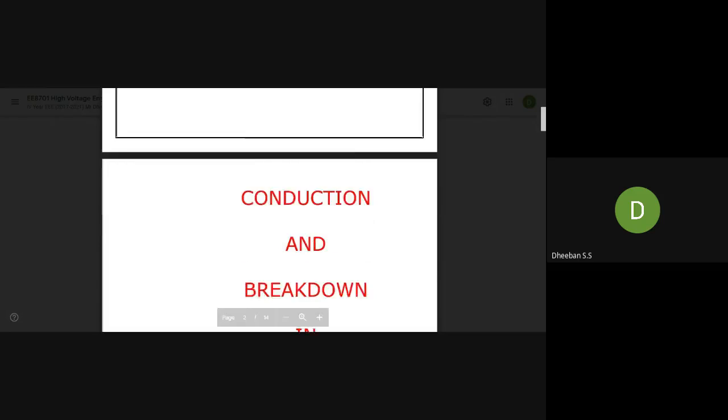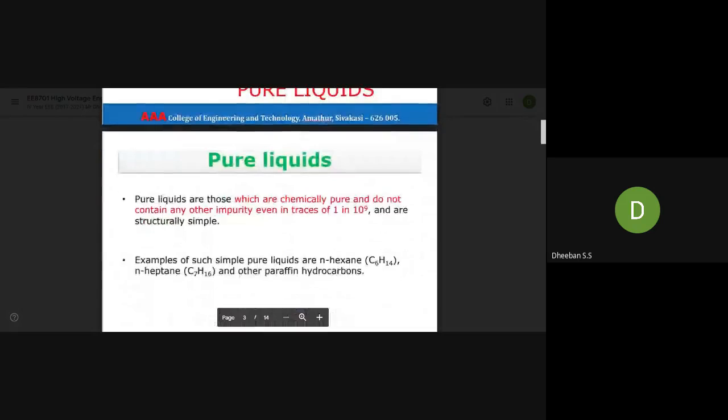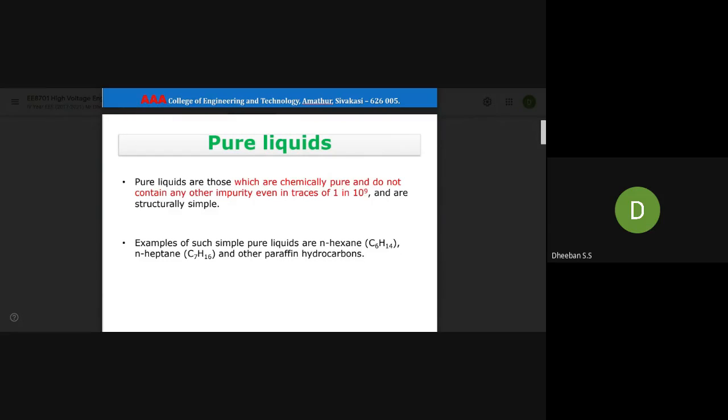First, we'll see the conduction and breakdown in pure liquids. What do we mean by pure liquid? Pure liquids are liquids which are chemically pure and do not contain any impurity. They won't have any kind of impurity; they will be more than 99% pure. The impurity or ions present in them will be only in traces, 1 divided by 10 power 9, that is 10 power minus 9.